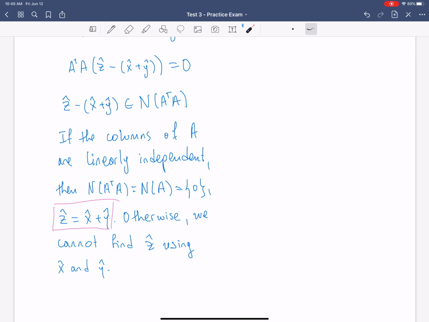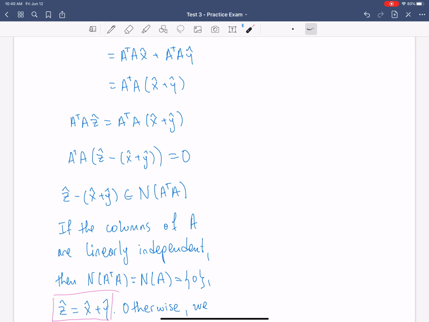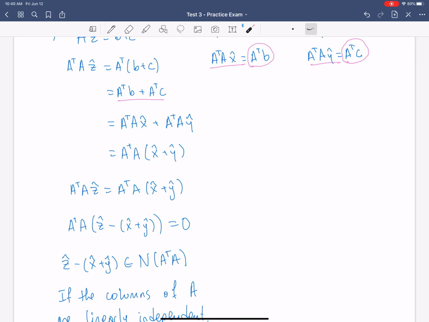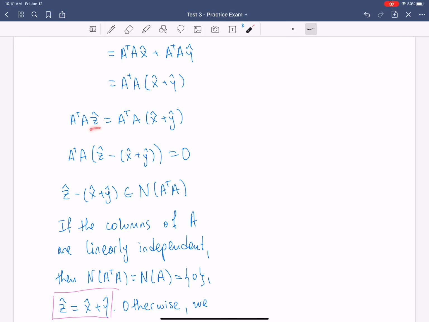In this way, you've answered it absolutely perfectly. If you go off of here and you say Z hat equals Y hat plus X hat, I'm going to give you 8 marks, but I'm not going to give you 10 because you're missing the point that Z hat does not always have to be equal to X hat plus Y hat. As long as the difference is in the null space here, and you don't know whether the null space is 0 or not, then you don't know that you have uniqueness.